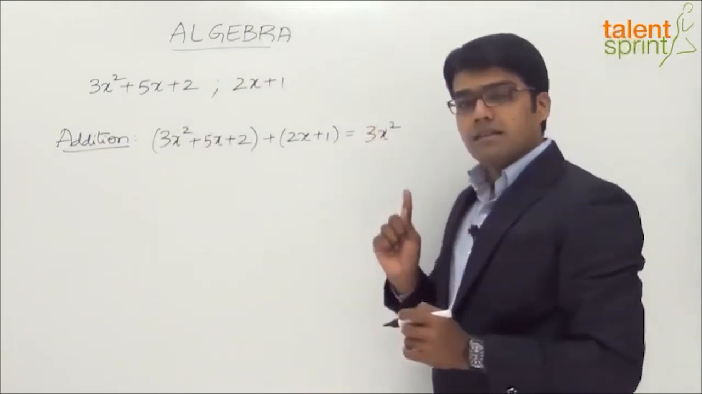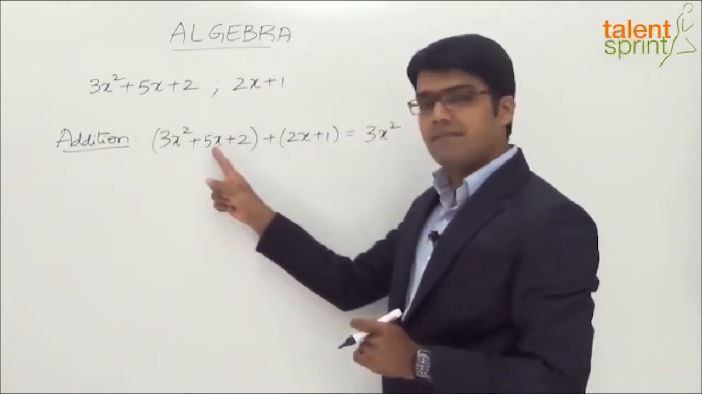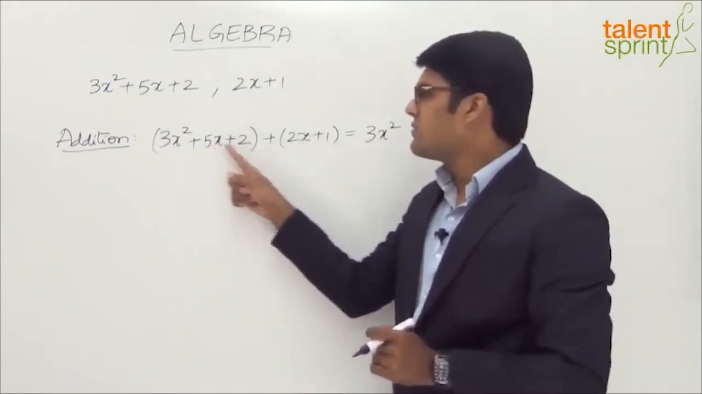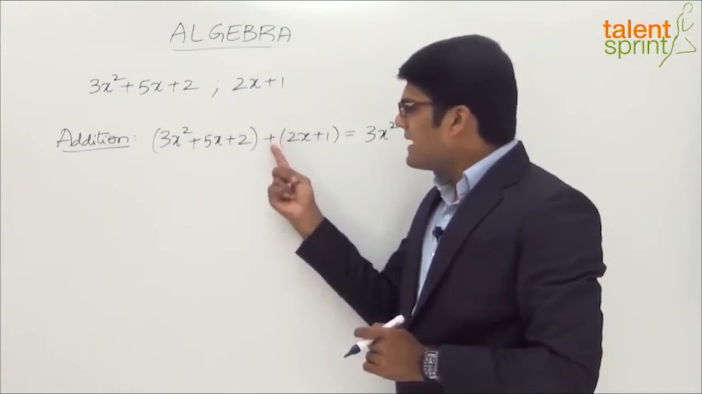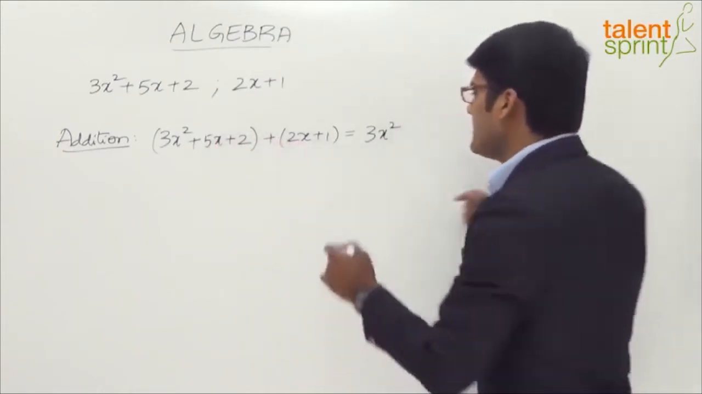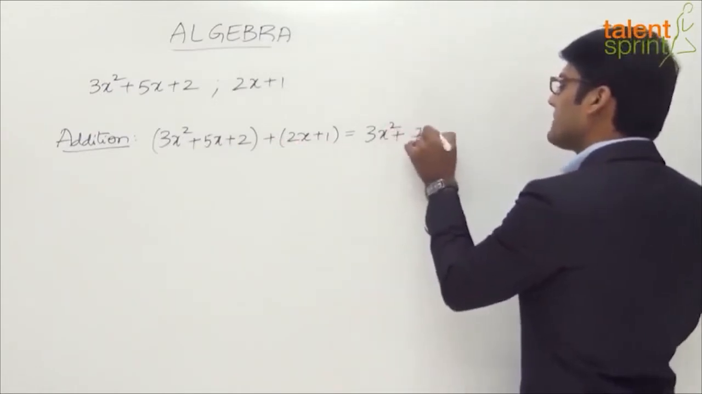Now let's look at the power 1, right? 5x in the first polynomial and 2x in the second one. So add these two, 5x plus 2x. If it is minus here, we'll subtract 5x minus 2x, right? So 5x plus 2x in this case will give us 7x, right?